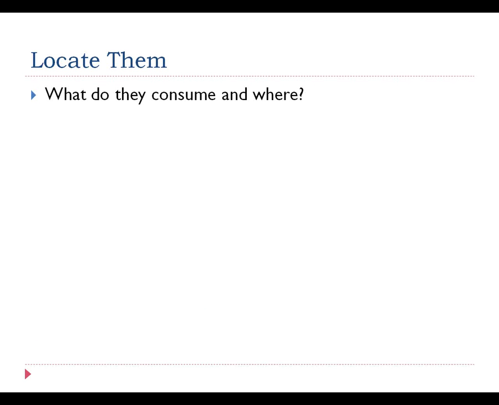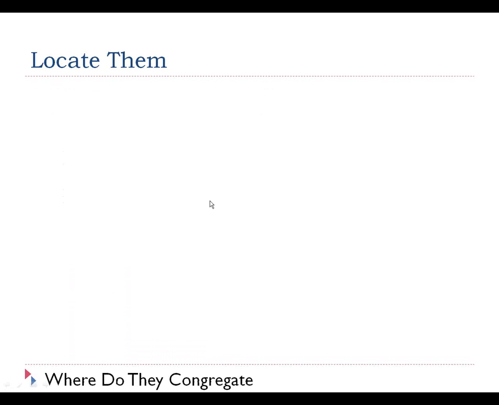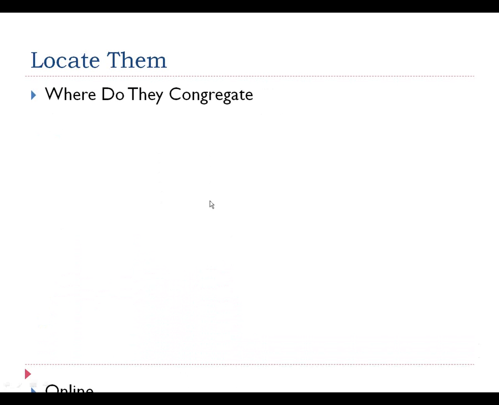You've got your bait, but then you have to know where to go and fish for that right type of fish. So you need to think, okay, what do they consume, and where can they be found? Where do they gather? What types of information do they engage with the most? What do they read? What do they watch? What do they listen to? Where do they congregate online?